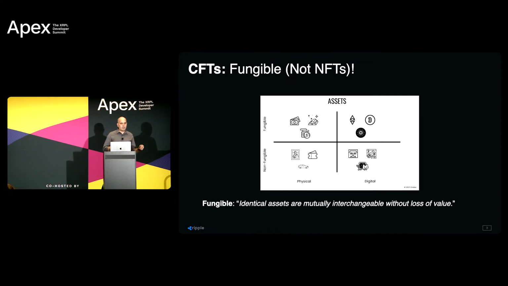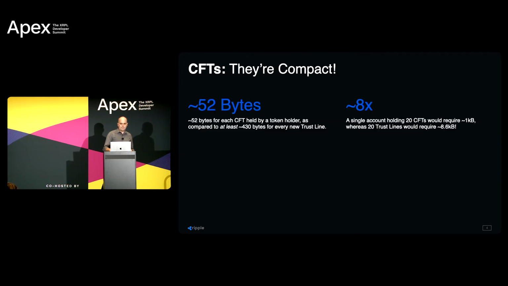Basically, fungibility is essentially just, can you exchange two identical things without loss of value? So think of a dollar bill in your pocket. If I took a dollar out of my pocket and I exchanged it with you, we still have a dollar. But if we both had a Honda Accord and I gave you my Honda Accord with 200,000 miles and your Honda Accord with not 200,000 miles, not fungible. So CFTs are fungible. But the last letter, the C, is that they're compact.